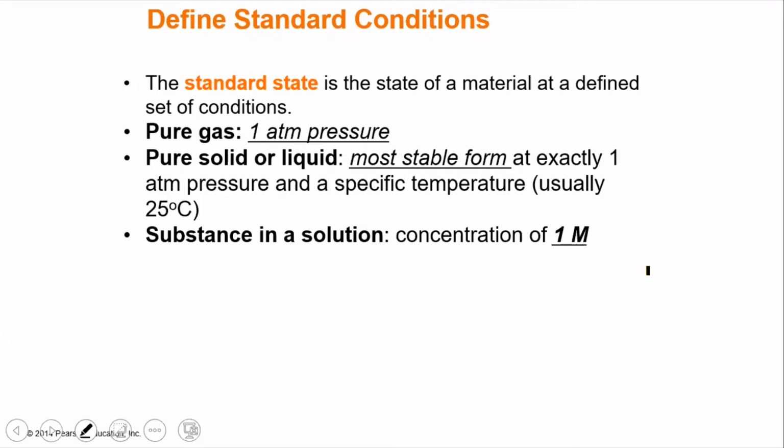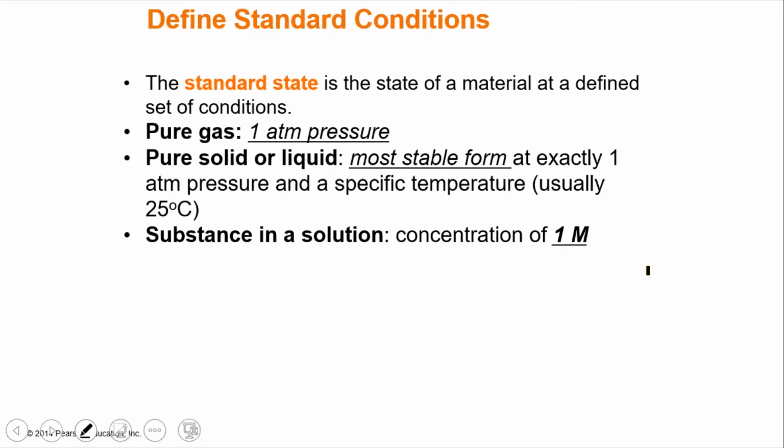We're going to try to put products and reactants on the same level field. The standard state is a state of material at a defined set of conditions. If the material is a pure gas, we're going to set it at 1 atmosphere pressure. If it's a pure solid or liquid, we're going to put it at 1 atmosphere pressure at a specific temperature, usually 25 degrees, and we're going to consider the most stable form of that substance under those conditions. There are several forms, as we'll see in a few moments. If the substance is in solution, generally an aqueous solution, we are going to set the molarity at 1 molar. So this is the standard state for different kinds of substances.